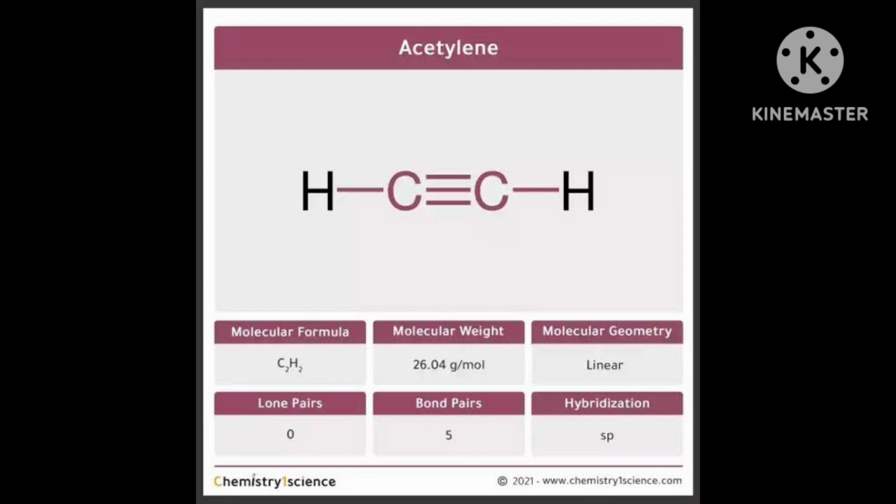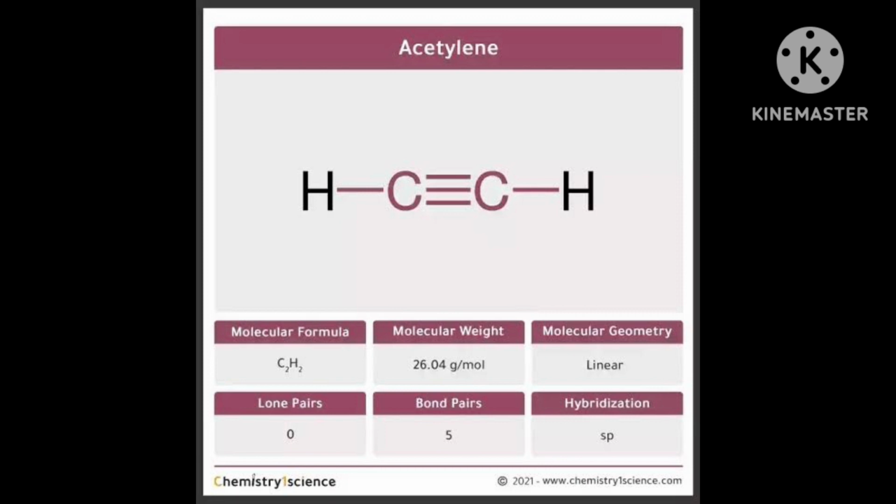Then s and sp, the s orbital of hydrogen and the sp orbital of carbon, this is also a sigma bond. In total there are 3 sigma bonds: each carbon has 1 sigma bond with hydrogen, and between the carbons there is 1 sigma bond. Total 3 sigma bonds. Now what is important here?